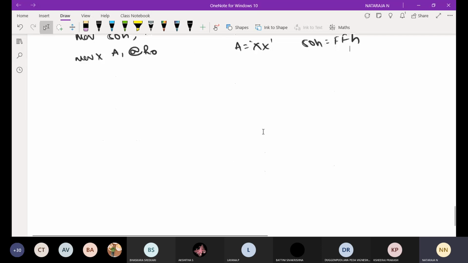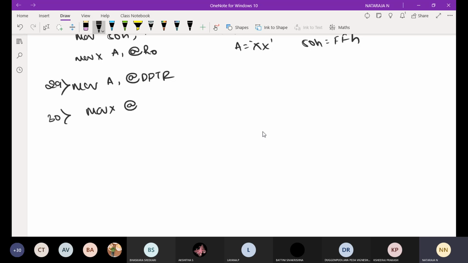Next instruction, that is 29: MOVX A comma at DPTR. The next instruction, MOVX at RI comma A. And the last instruction, MOVX at DPTR comma A. These are similar instructions. You can try them at home and make a note of these things in the assignment book.